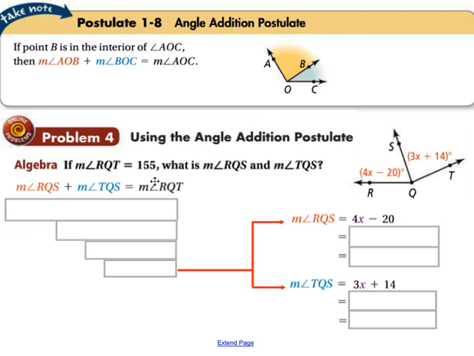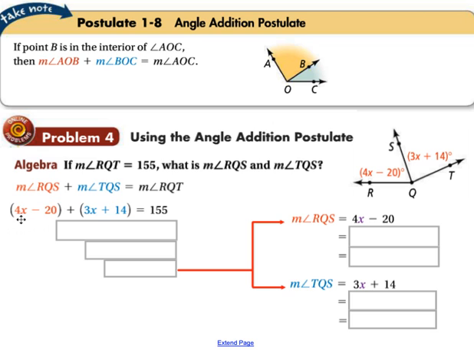So let's do an example. Here we have angle RQT, and they're telling us that's equal to 155 degrees. What is the measure of angle RQS and the measure of angle TQS? We want to know the measure of these two smaller angles. We're going to take the algebraic expressions in the interior, add those two together, and set those equal to the total of 155. So we have 4x minus 20 for RQS and 3x plus 14 for TQS. Add those together and they equal 155 because they told us that in the beginning.